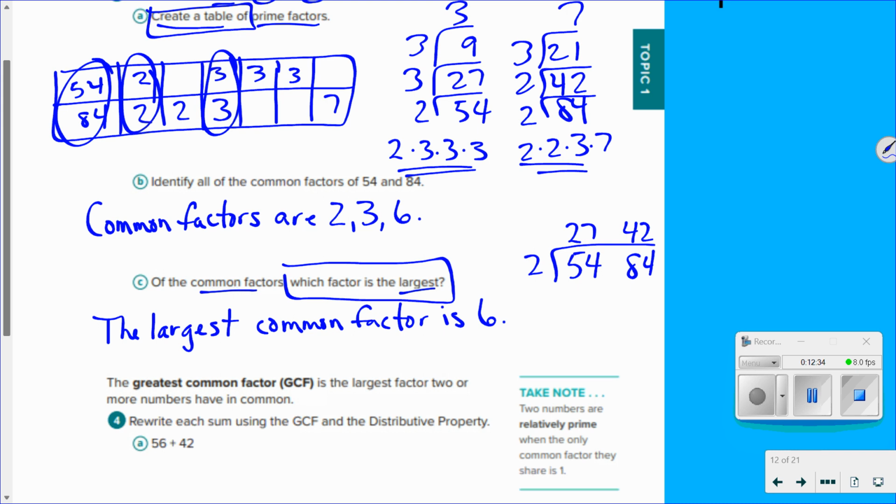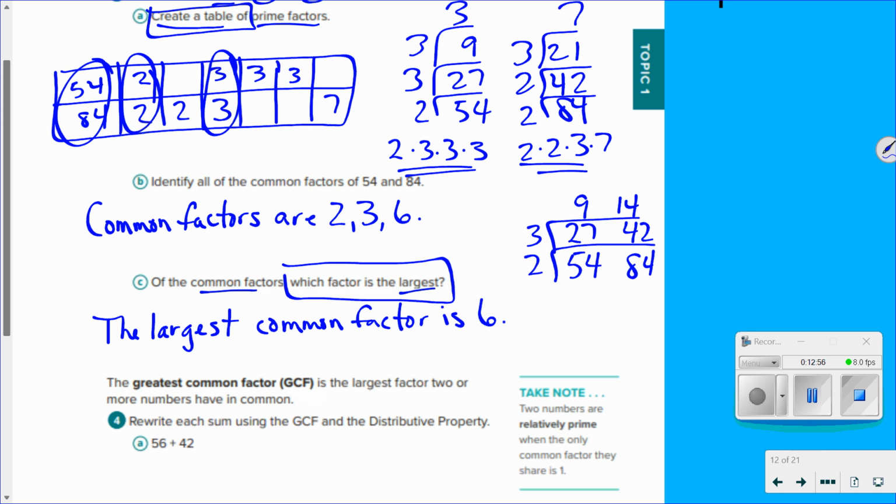Can I divide them both by 3? Yes. For any of you that were wondering, what's 4 plus 2? 6. I can divide that by 3, so I know I can divide it by 3. What's 2 plus 7? 9. I can divide that by 3, so I know I can divide it by 3. So yes, I can divide both those by 3. Then you just got to figure out what it is. In this case, it's 9 and 14.